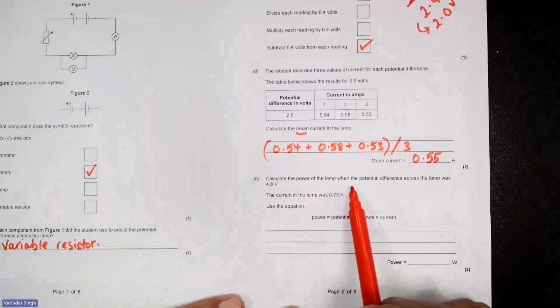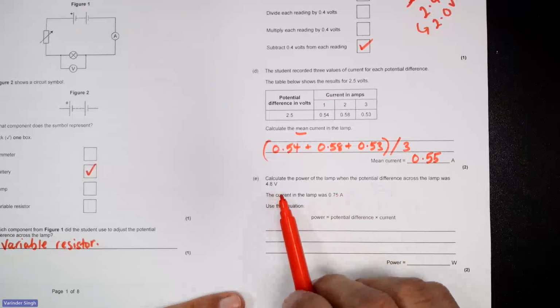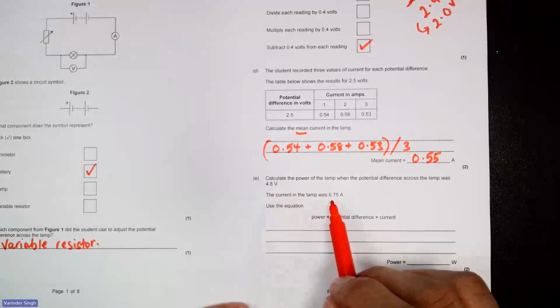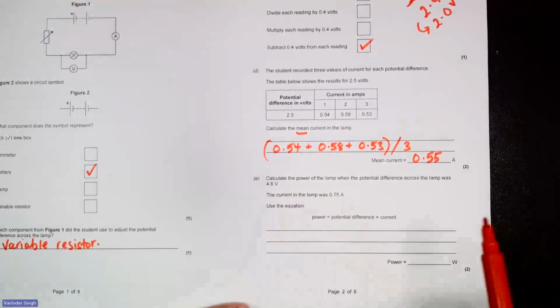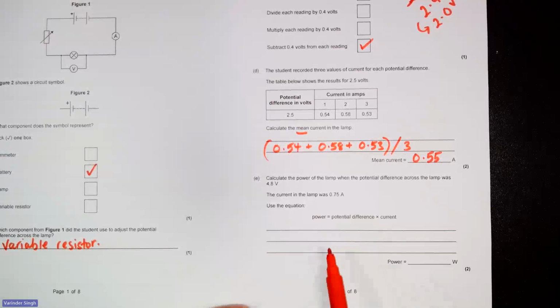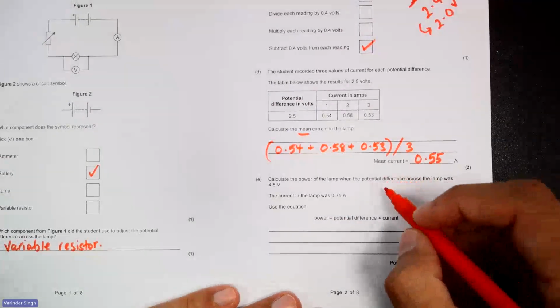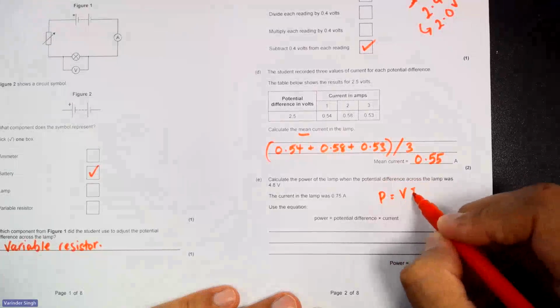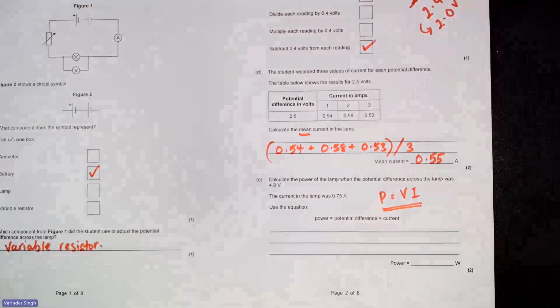Calculate the power of the lamp when the potential difference across the lamp was 4.8 volts. Sorry, the current in the lamp was 0.75. Use the equation. So this particular question provides us with this equation. This is an equation, however, that you do need to learn. So power equals potential difference times current. So in symbol form, P equals V I.